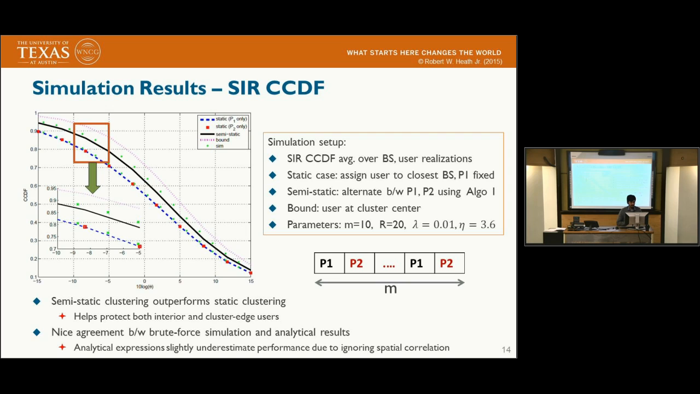And we can also see that the analytical expressions give a good approximation of the simulated results. The small gap is due to ignoring the spatial correlation in the analytical expressions, which is considered while simulating using the Monte Carlo method.